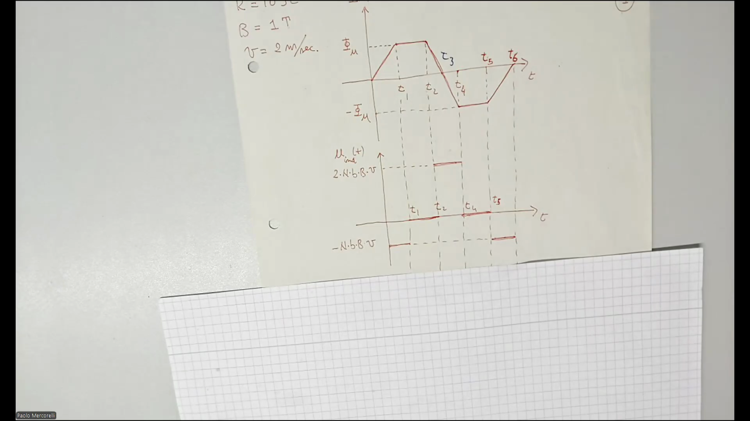It's easy, yeah? If you remember. According to Faraday's law, we have N times the derivative of the flux with respect to time. The derivative of the flux with respect to time is B capitalized multiplied by b not capitalized multiplied by v. Exactly what I'm writing here.